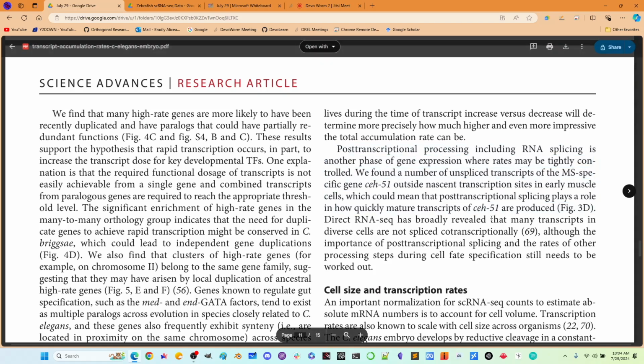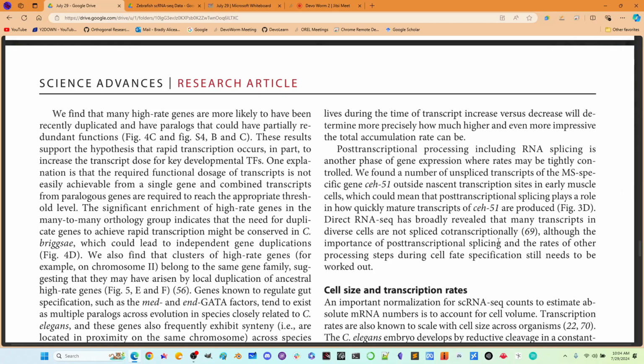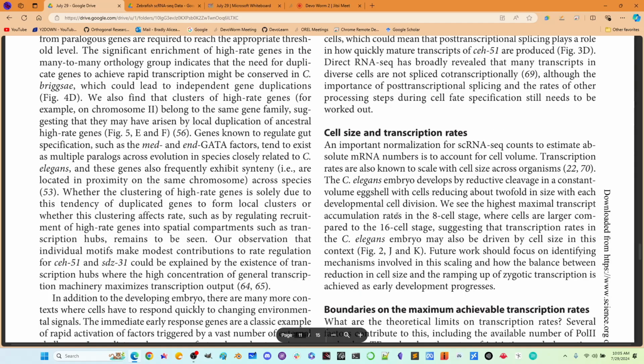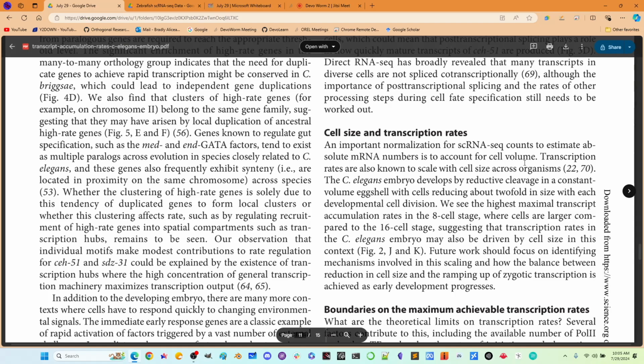"Direct RNA-seq has broadly revealed that many transcripts in diverse cells are not spliced co-transcriptionally, although the importance of post-transcriptional splicing and the rates of other processing steps during cell fate specification still need to be worked out." And so they also have a statement here on cell size and transcription rates. So to finish up with that, you're really dealing with cell volume and reduction of cell volume in development for individual cells. We know that transcription rates scale with cell size across organisms.